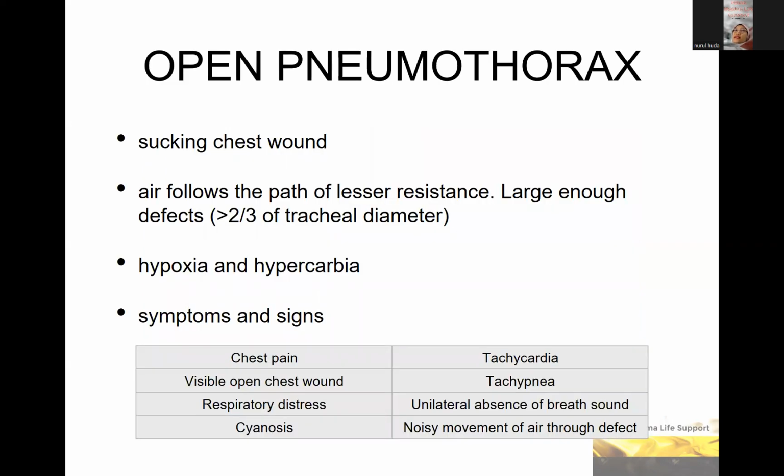Okay, now we proceed with the next diagnosis, which is open pneumothorax, often referred to as a sucking chest wound. In open pneumothorax, of course, there will be a visible open chest wound, and so air from the atmosphere can enter the pleura. Usually the wound will have a large defect, with a diameter more than two-thirds of the tracheal diameter. So the patient can develop similar symptoms to tension pneumothorax. The patient can have respiratory distress that will lead to hypoxia and hypercarbia. Symptoms and signs will be similar to pneumothorax, with the addition of a visible open chest wound.